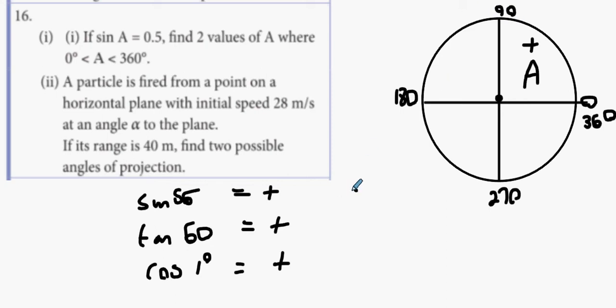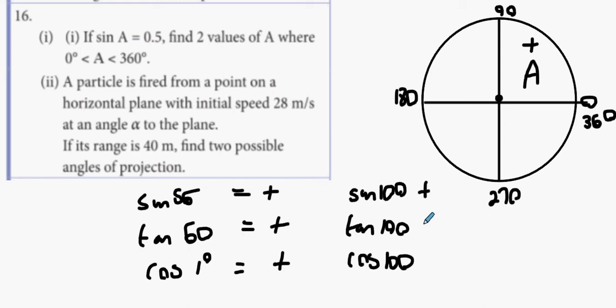Next, we're now experimenting between 90 and 180. Once again, you press sine 100, tan 100 as well, and cos 100. Oddly enough, the pattern's a bit different this time. Does anyone know what happens? Yes? Sine is positive and the other two are negative. So what we call S is sine positive.